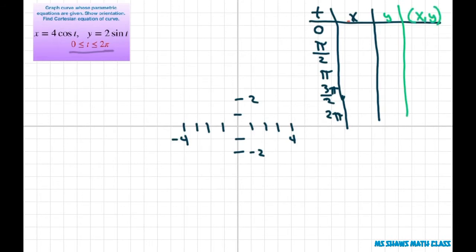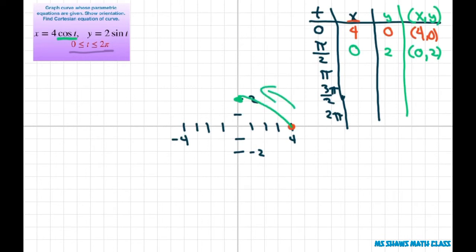All right, so for x, cosine of 0 is 1. 4 times 1 is 4. Sine of 0 is 0. 2 times 0 is 0. So our first initial point is 4, 0, which is here. Now, for pi divided by 2, cosine of pi divided by 2 is 0. So 0 times 4 is 0. Sine of pi divided by 2 is 1, so you get a 2. So this is going to be 0, 2. So this is your orientation. We're going this way.